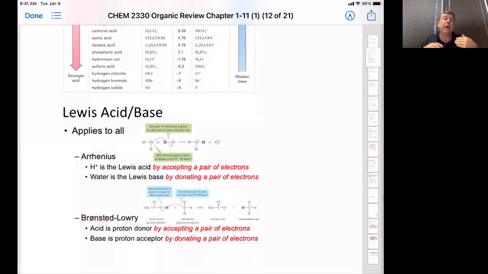So in Arrhenius, that works because of water. Water is the base and the proton is the acid. In Bronsted-Lowry, the base is anything that's going to accept a proton. The acid's anything that's going to donate that proton. But it still falls under the Lewis acid base rules. So if you have to remember one thing, remember the Lewis acid, Lewis base. Lewis base has lone pairs or negative charge. Lewis acid has positive charge or a lack of electrons in its octet.